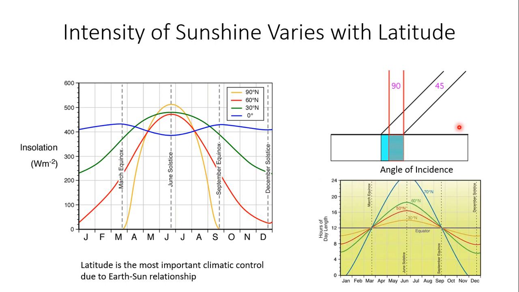I wanted to show the difference between a 90 degree solar altitude or solar angle versus a 45-degree solar angle. Now we call this the angle of incidence, the way the sun's rays are interacting with the Earth's surface. So this is the Earth's surface here in the horizontal.